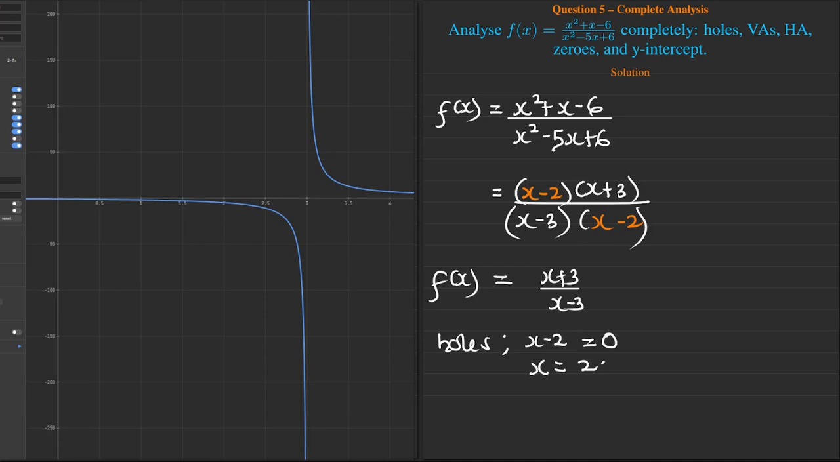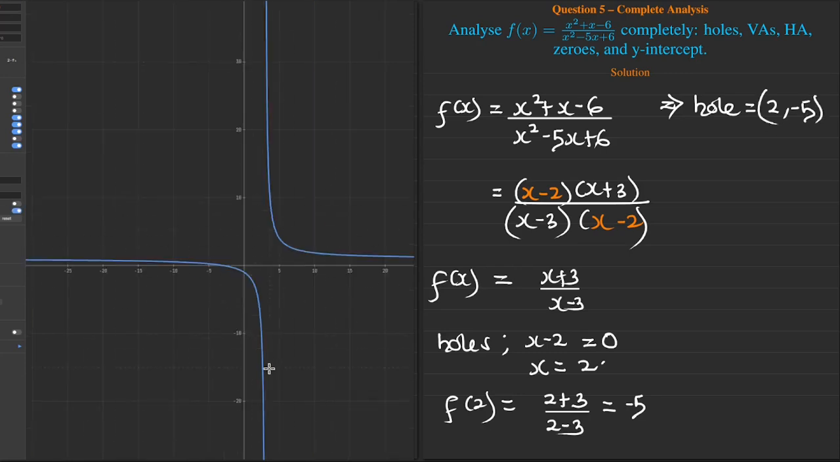Then we find the value of the function at x equals 2. So that is to say f of 2 will be equal to, we substitute it into this simplified function. If you substitute it into the original function, you are going to get an error. Hence, into this function, we have 2 plus 3 all over 2 minus 3. And when that is evaluated, we have 5 over -1, which simply gives us -5. So it implies that the coordinate of the hole is (2, -5).